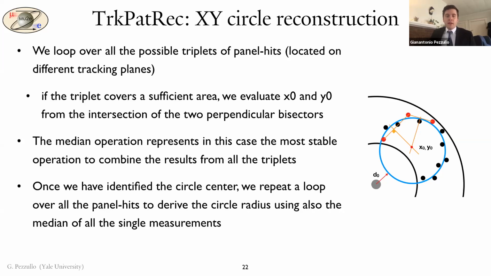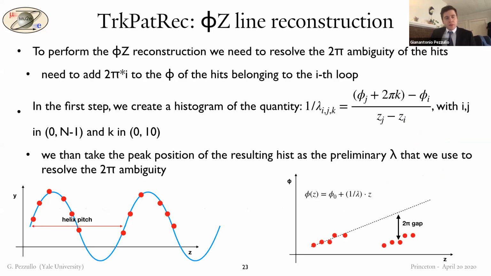Once we have the coordinates of the center, we repeat another loop among all the panel hits to derive the best estimate of the radius. Also in this case, we use the median, because it turned out to be the most stable operation for retrieving the most accurate result. Then we have the second stage, which is the phi-z line reconstruction.